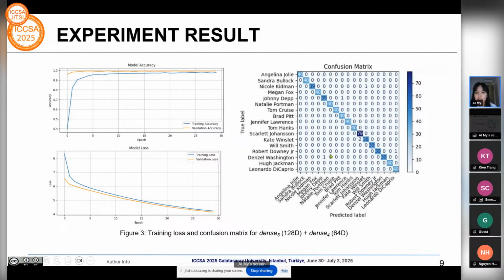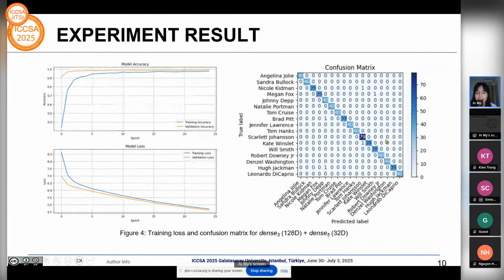This combination improved accuracy to 99.2% on the celebrity dataset compared to the baseline. Next, shallow deep fusion, combining dense 3 and dense 5, gave similar results, showing that features from later layers helped the model capture complex patterns.